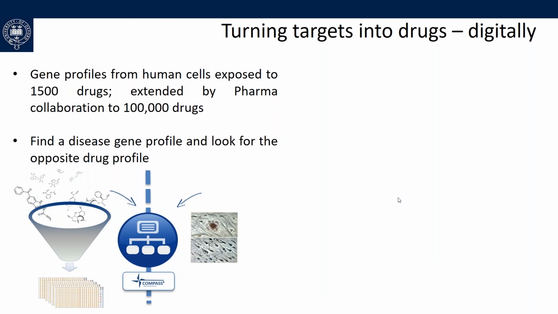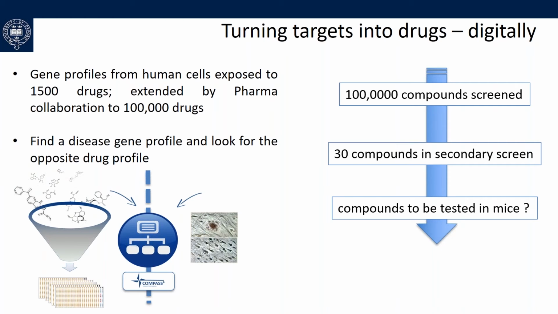Next slide. So we did that study. We screened 100,000 compounds in a collaboration, found 30 compounds that we took through secondary screen, and we now have some compounds that we hope to take through animal studies. Next slide. And instead of this costing £500,000, it cost about £50,000, and instead of taking 4 years, it took about a month. So big data analytics speeds the process.